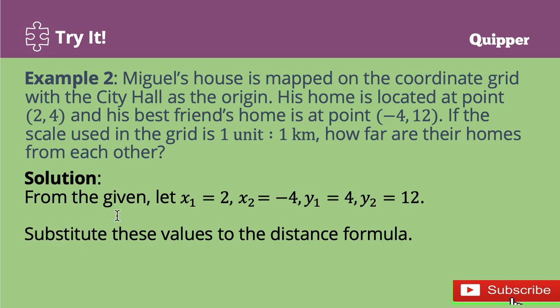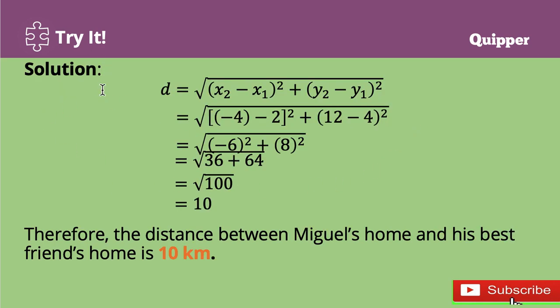Okay, from the given, we have x sub 1 is equal to 2, and x sub 2 is negative 4, y sub 1 is positive 4 and y sub 2 is positive 12. Now, let's substitute these necessary values to the distance formula. So here's the distance formula. Then we have already the value for x sub 1, x sub 2, y sub 1, and y sub 2, and we have now this. So after we substitute, we are now going to simplify this.